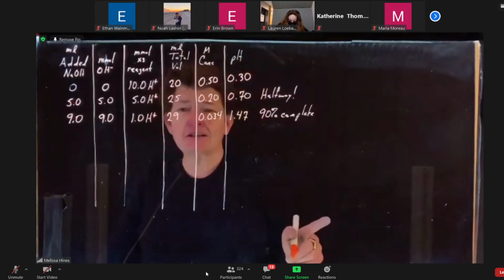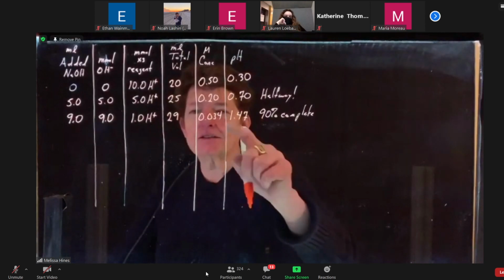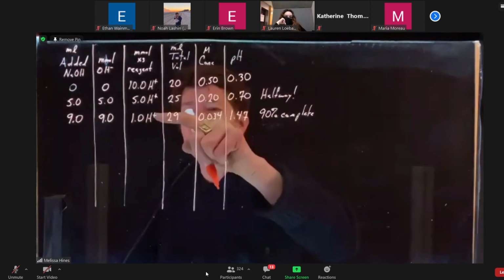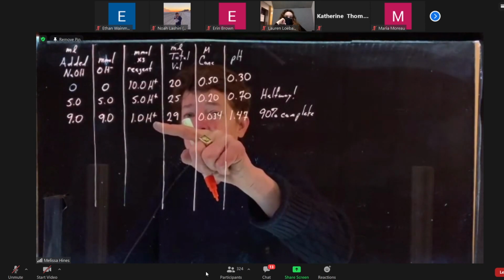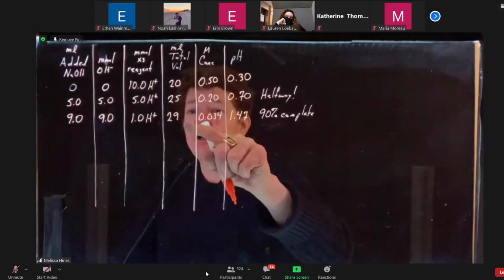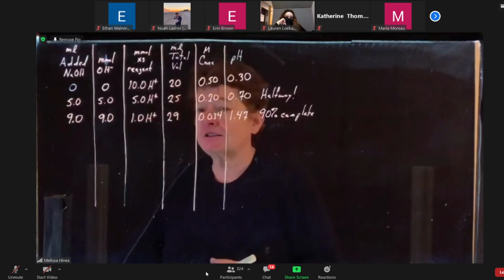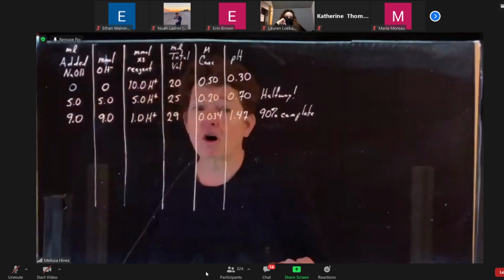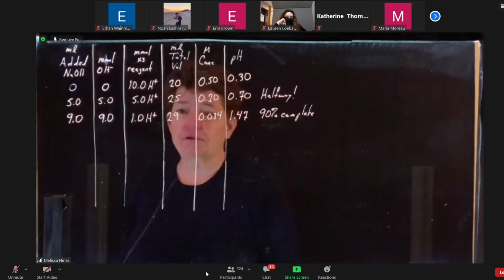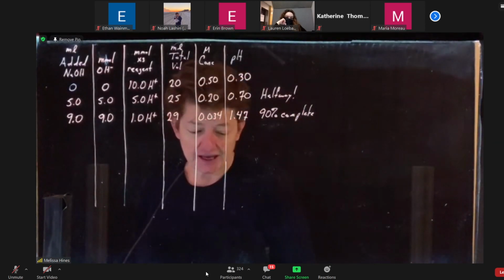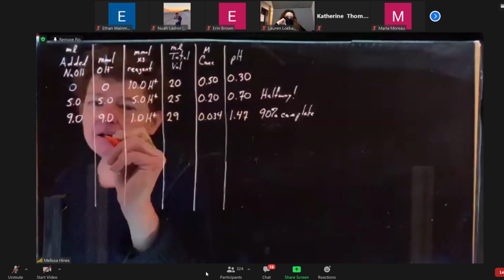Now, does that make sense? Well, actually, it does make sense, because notice the amount of excess reagent has gone down by a factor of 10. So without worrying about the change in volume, that means you should expect that your pH is going to change by about 1 unit. And indeed, that's what happened. It went from 0.3 to 1.47. Okay, that's 90%. Let's go 99% of the way there.